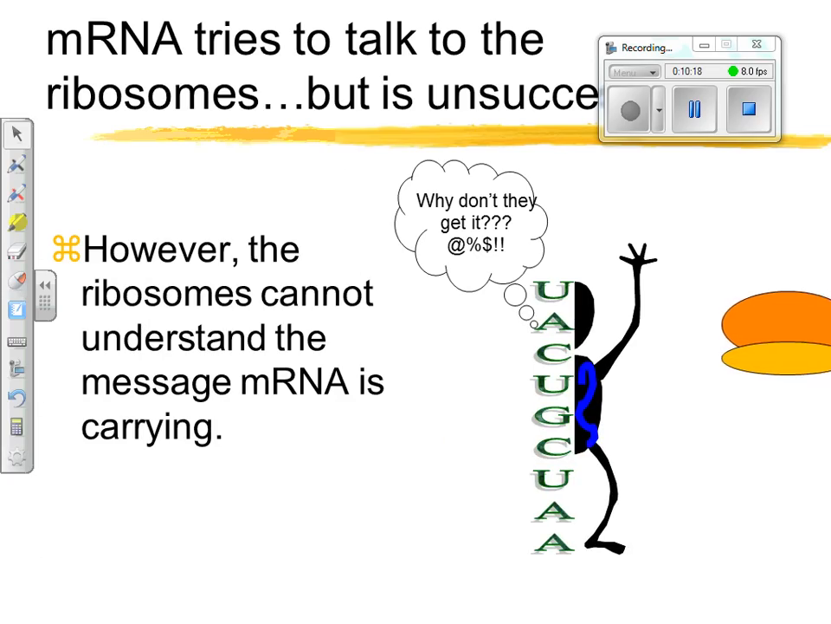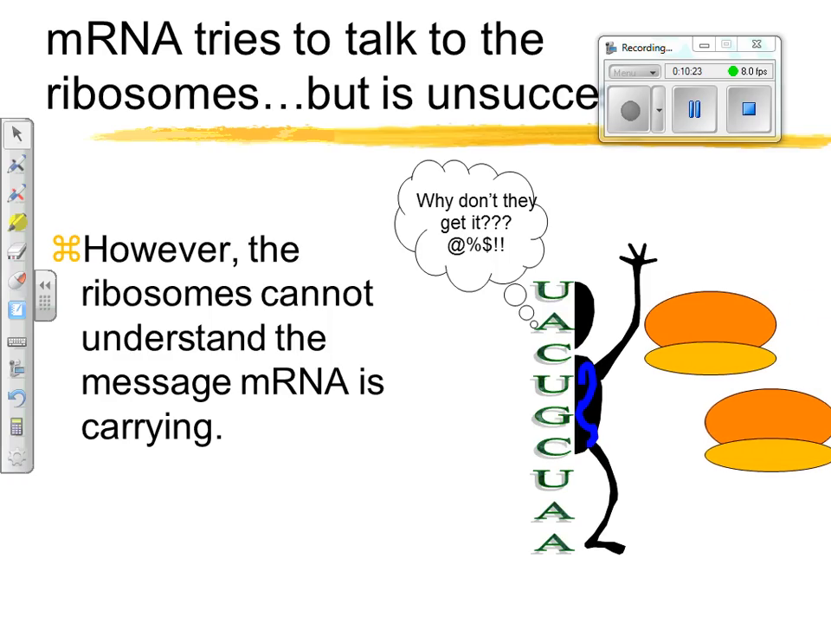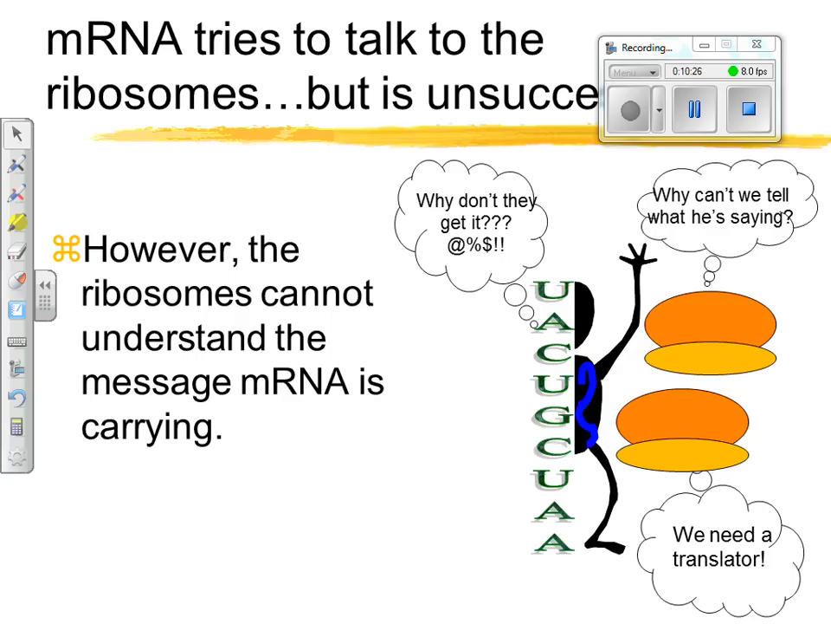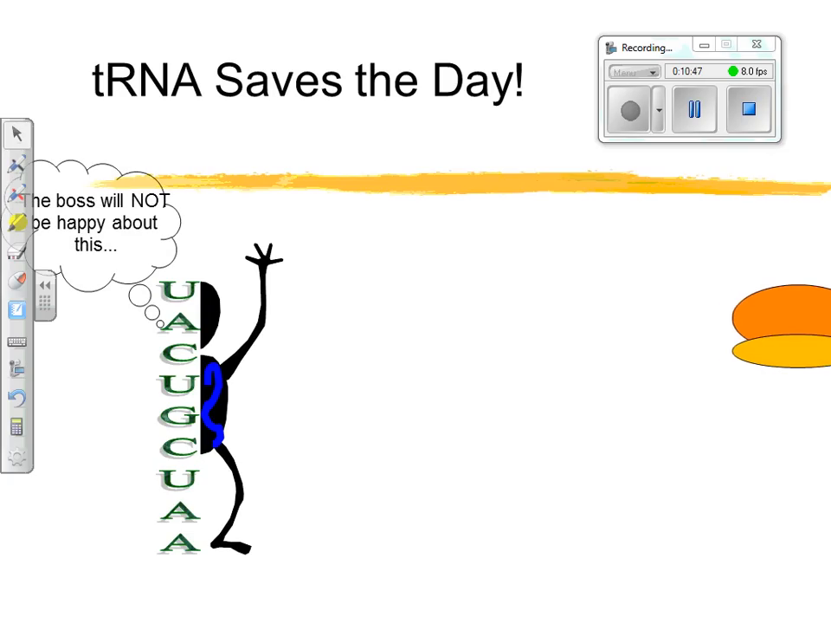So the ribosomes can't really understand the code. So they need somebody to help translate it. The code has to be translated. Now remember, proteins are made up of chains of amino acids. So basically what needs to happen is that code needs to be translated into amino acids so the ribosomes can put them together. So here comes the other type of RNA called transfer RNA.